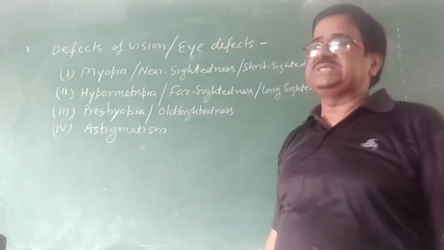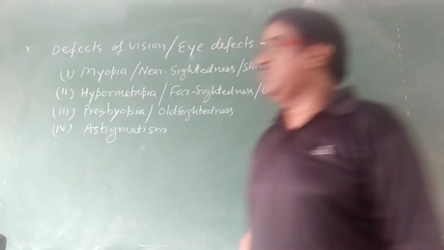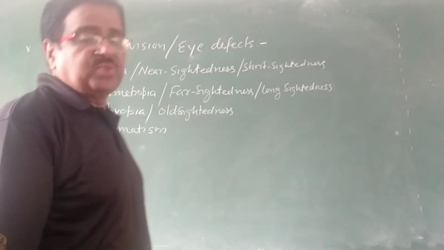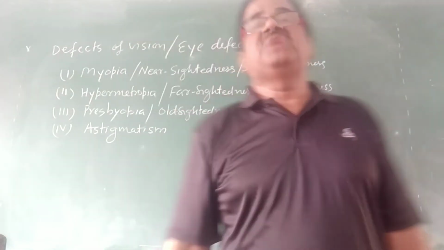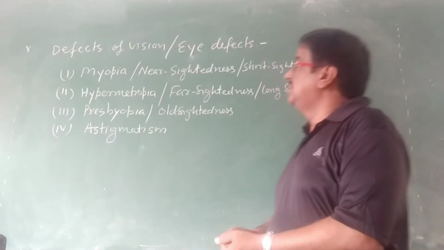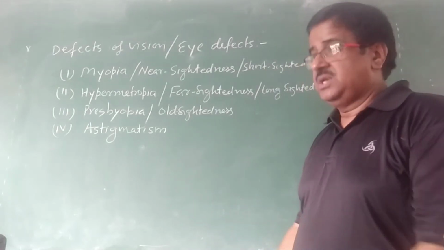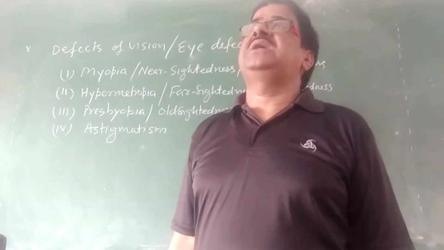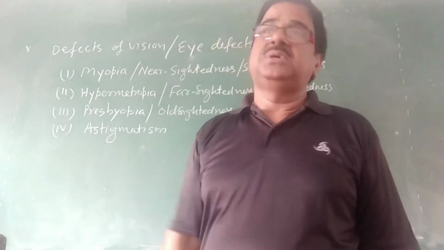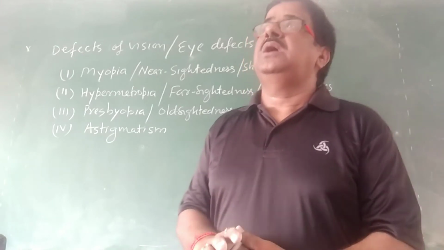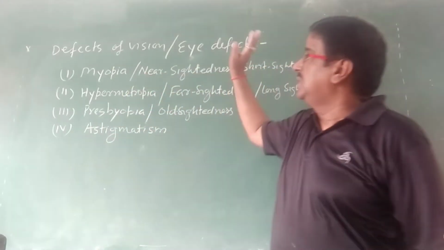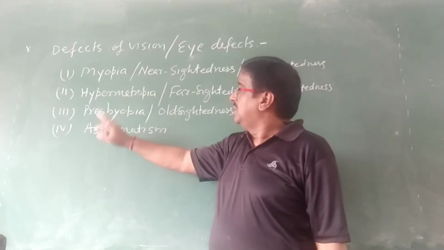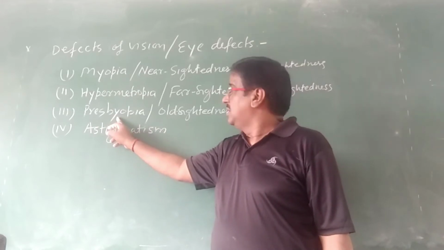Now I am going to discuss a very important topic, defects of vision or eye defects, and their correction. Mainly we have defects of vision, and they are of 4 types. Number 1 is myopia, number 2 is hypermetropia, number 3 is presbyopia.